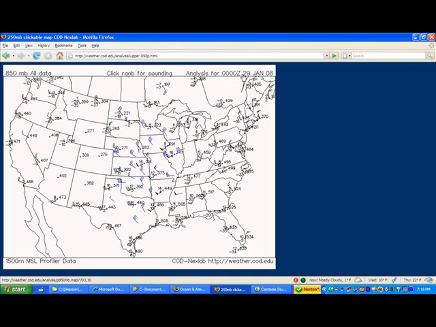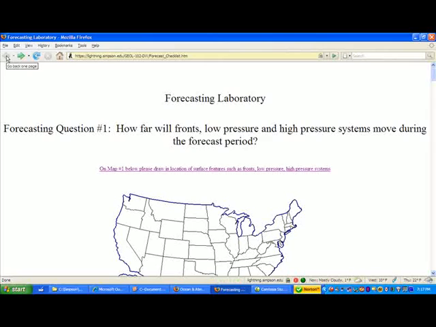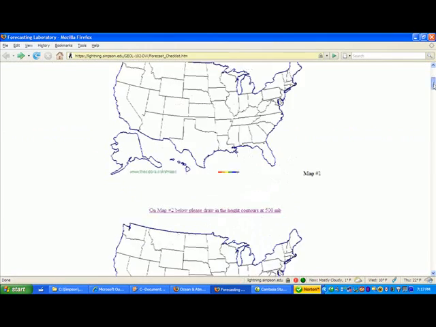This would have been 6 p.m. on the 28th of January. 6 p.m. on the 28th of January is January 29th at 0Z. So this is pretty old. We need to find something that is a little bit more up to date. And so I'm going to move past that one.